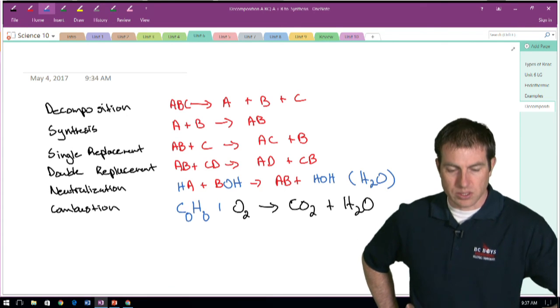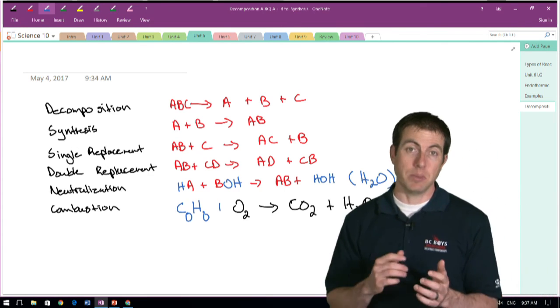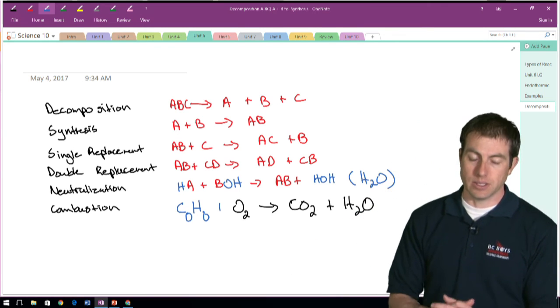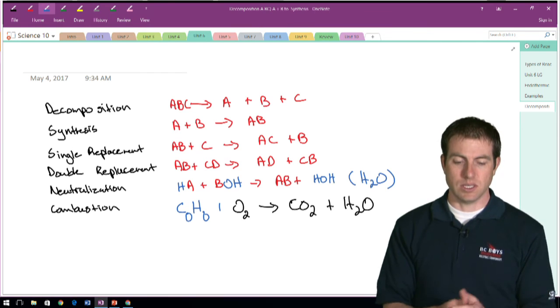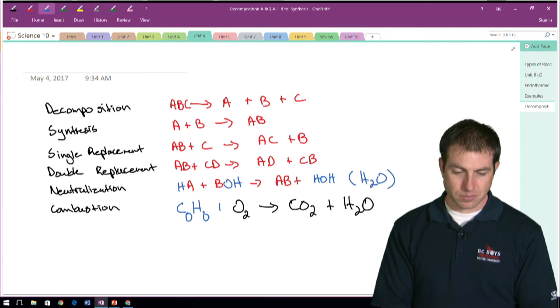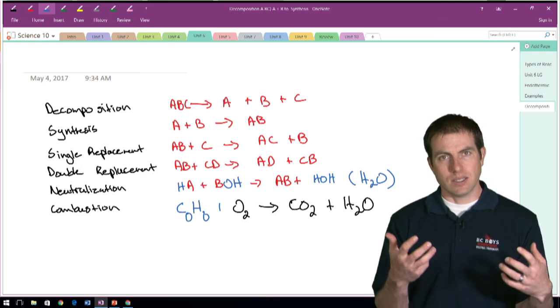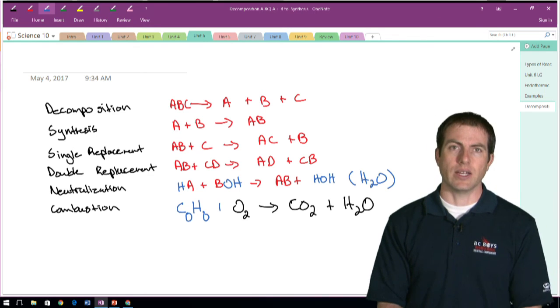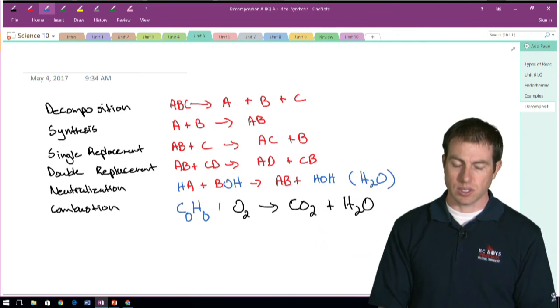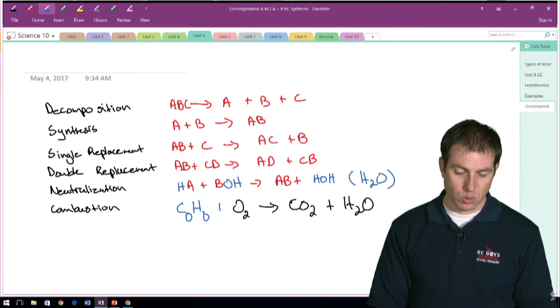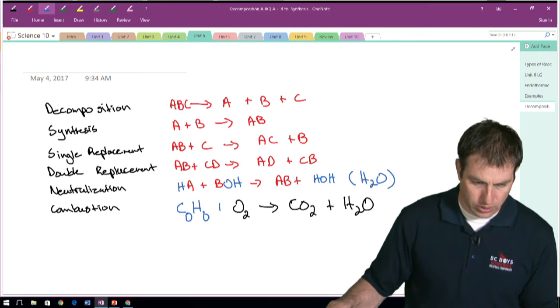With the neutralization, you have the H and the OH for the acid and the base. Those give us water. And in the double replacement, you just have the A and B switching with the C and D. So it's a similar sort of scenario. Combustion is kind of one that you just have to recognize. You have oxygen on your reactant side, and you have carbon dioxide and water being produced. Combustion reactions are always the same. They always produce carbon dioxide and water. So you should be able to identify those fairly quickly.